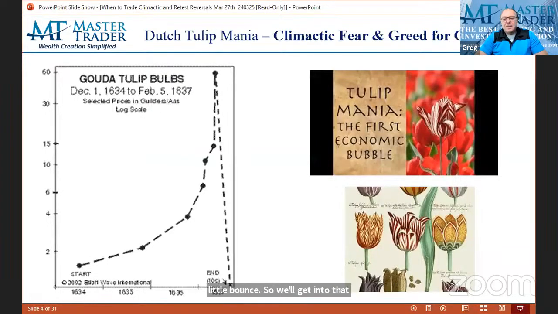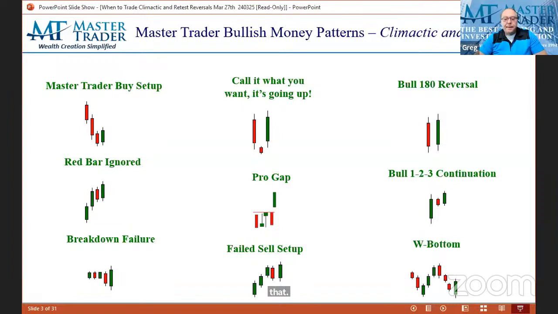So Dan, one of the things I would add, since we always show this slide in every MT Live, is that all of these patterns, whether we're talking about climactics or many things that we talk about on a weekly basis, any of these could form with any of those strategies. So while we're talking about climactics today, there are some others that maybe are more reliable for calling the turn than others. But whether it's the one in the middle there that says, call it what you want, it's going to go up, that could happen near the end of a climactic move. The red bar ignored, it began to move. Well, it was preceded by red bars, but that turn began to happen. So any of these, even the breakdown failure, could happen.